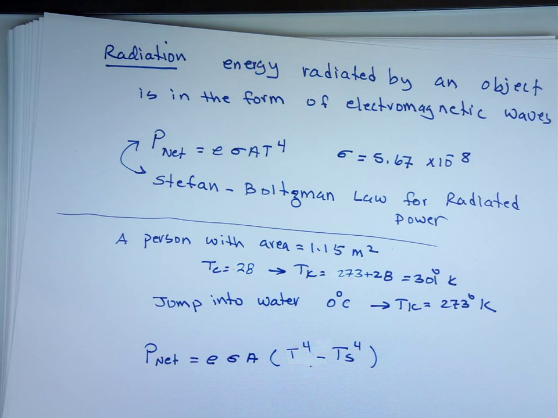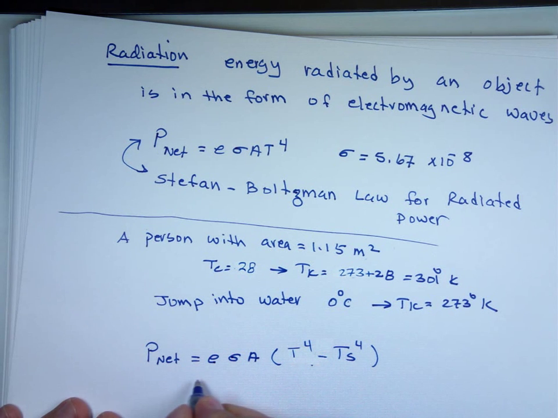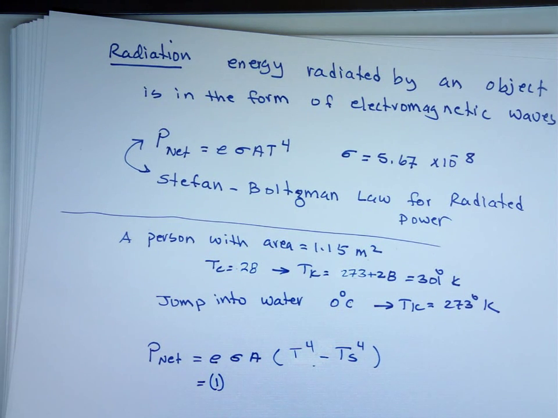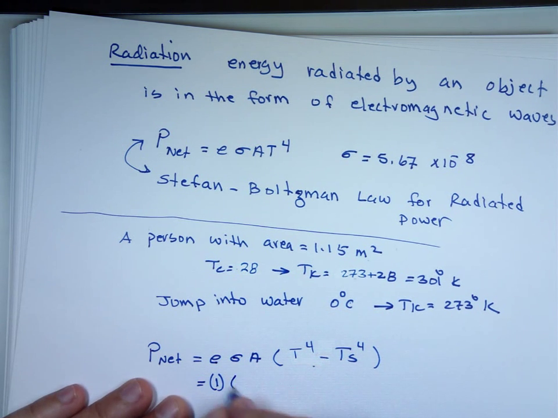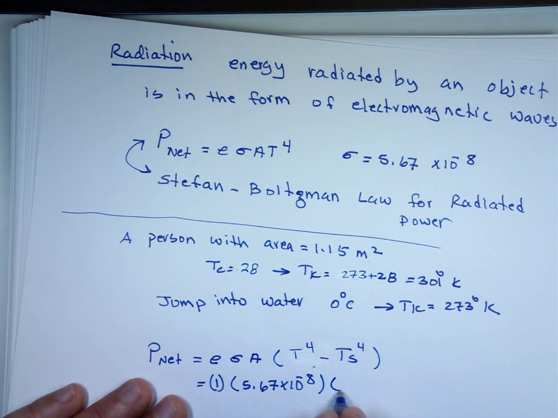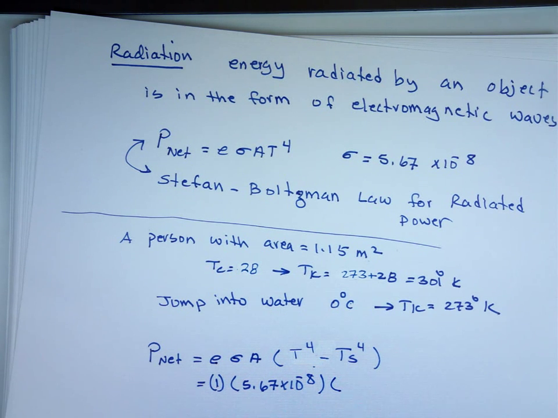Now let's see what's going to happen. You want your entire body submerged? What portion? E, that's the portion, that's 1. All of it. You're going to dunk your head and everything. What is sigma? 5.67 times 10 to the negative 8. What is the area of the person? How big is the surface area exposed to that cold weather? I think I said 1.15. Yes.